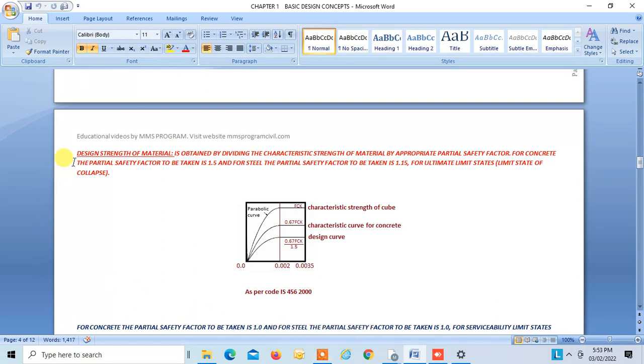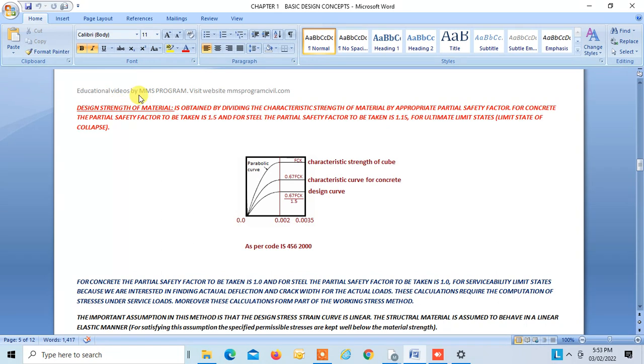Design strength of material is obtained by dividing the characteristic strength of material by the appropriate partial safety factor. For concrete, the partial safety factor to be taken is 1.5, and for steel the partial safety factor to be taken is 1.15. That is in case of ultimate limit state, that is limit state of collapse, right?